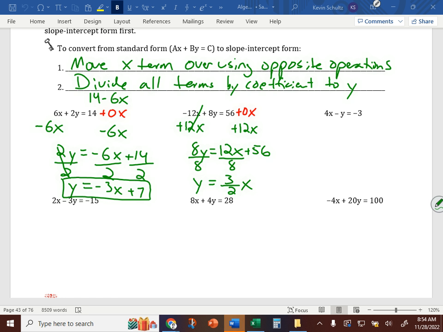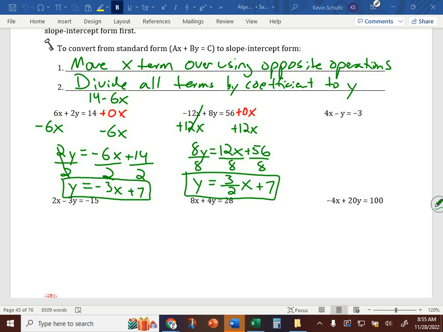Okay? 3 halves x, right? We want slope-intercept form to be a fraction. If you did take 12 divided by 8, right, you get 1.5, which is great. It's the equivalent value to 3 halves, but we don't want it in decimal form. We want it in fraction form. Okay? And then 56 divided by 8 is positive 7. So y equals 3 halves x plus 7 should be your answer.